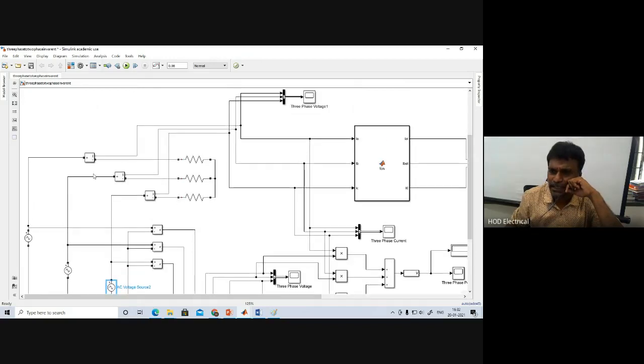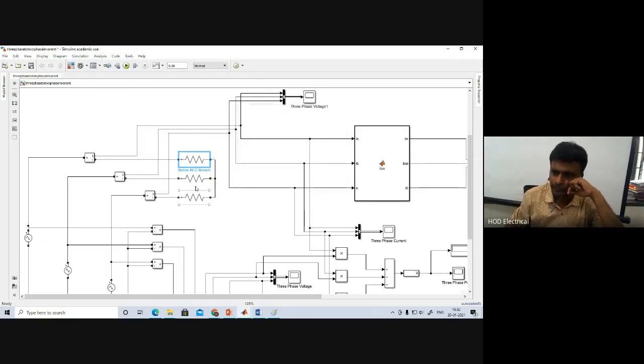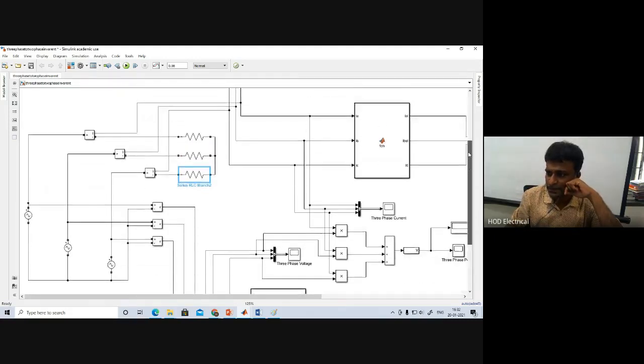Then I have connected a current measurement in each phase, connected in series with the resistive load. I have already told you the resistance I have chosen is 100 ohm for all, as it is a balanced system. So now we can see here the current waveform, a combination of these three phases.